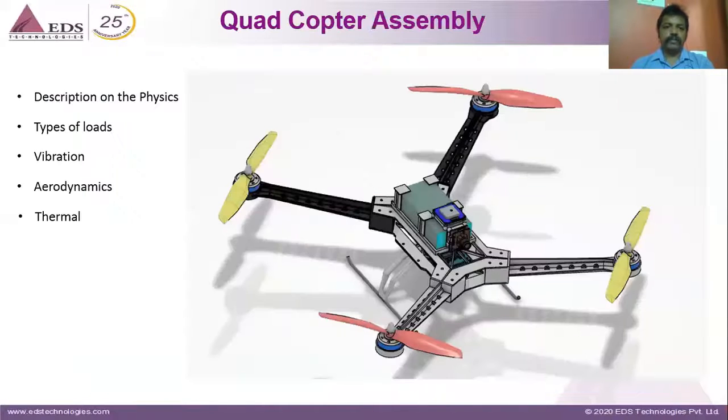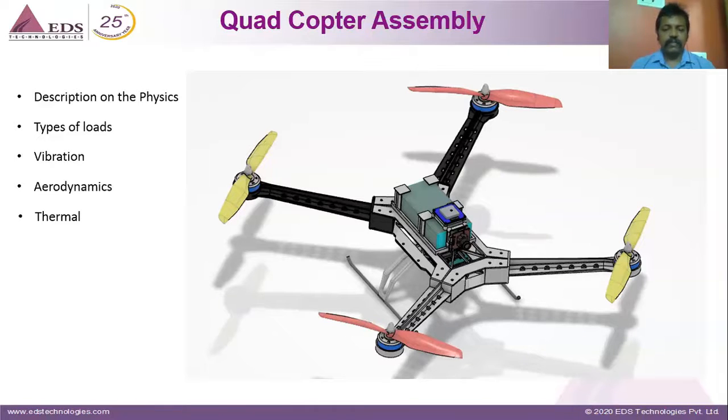Okay, so coming to this quadcopter as an example. The description of the physics and the types of loads: vibration, aerodynamics, thermal. These are the kinds of things to be considered. When it comes to physics, all these rotors will rotate at some high RPM, and these rotors have to rotate diagonally in opposite directions so that it stays balanced. Okay, if not, it can't fly actually. That is why the rotor blades will always rotate in different directions.